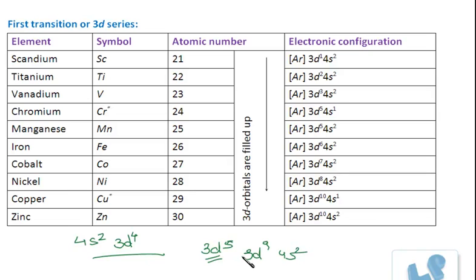Right? Why are these half-filled and fully filled orbitals stable? This is because they are symmetrical, and also a lot of exchange energy is released. Because of the exchange energy also, they are stable.